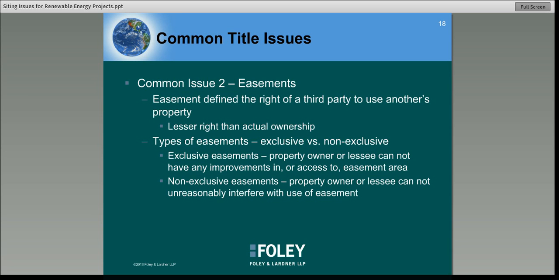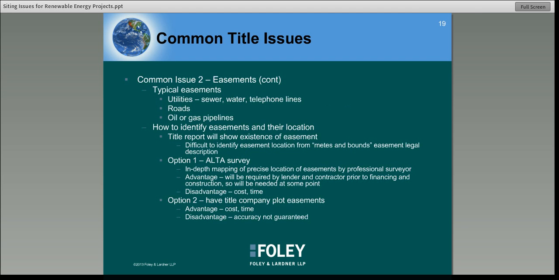As far as kinds of easements, you'll see exclusive easements, which basically mean that the property owner or the lessee cannot have any improvements in or even access to the easement area. The other type would be non-exclusive easements, where the property owner or the lessee cannot unreasonably interfere with the use of the easement. Typical easements that you'll see are things for utilities, like sewer lines, water lines, phone lines, electric lines. You'll see road easements where the county has reserved easement rights to build roads there in the future, or things like oil and gas pipelines.